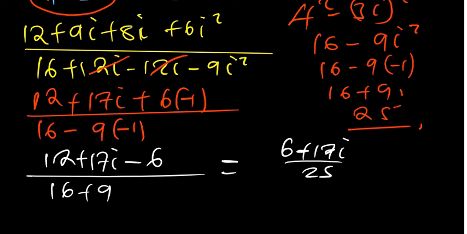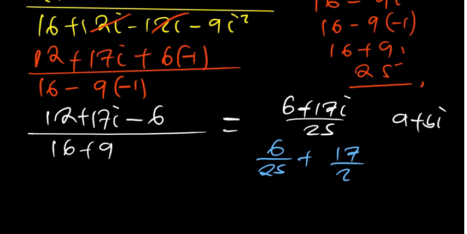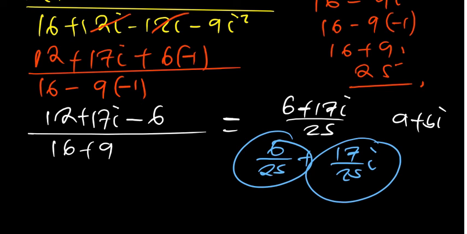Now, they want our answer to be in the form of a plus bi. So what you have to do is just separate this, and your final answer is going to be 6 divided by 25 plus 17 over 25, then you say i, meaning this is a and this is b. Does that make sense, guys?